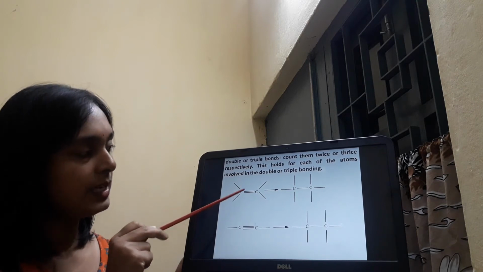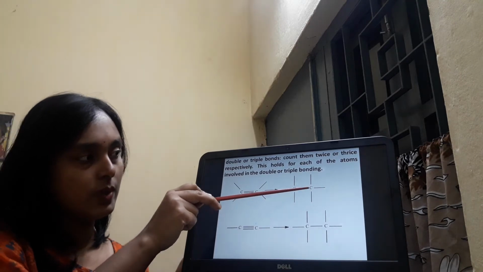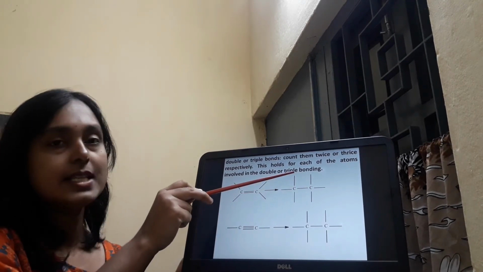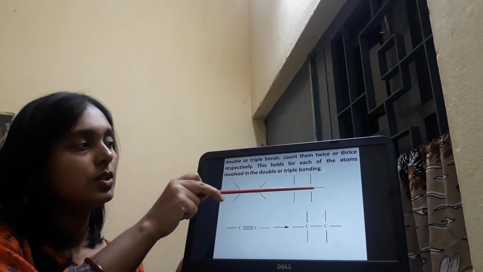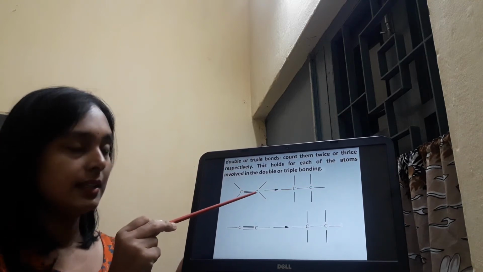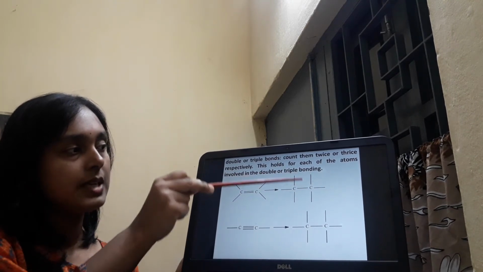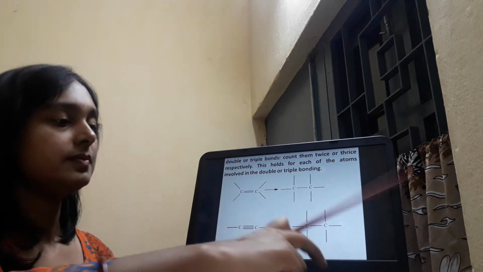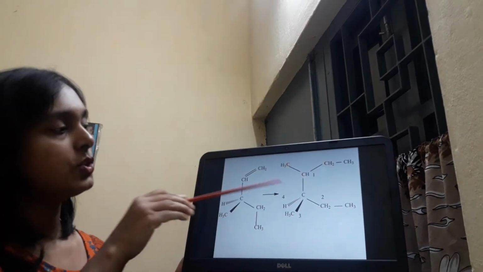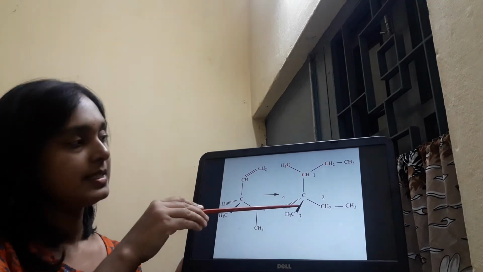Again, the first carbon is linked with 2 carbons. So the first carbon is linked with this one bond, and the second bond. Again this carbon is linked with 2 bonds: 1 bond, 2 bond. And again this carbon is linked with carbon by 2 bonds. So 1 bond and 2 bond. Same here. So we can draw this compound in this way.